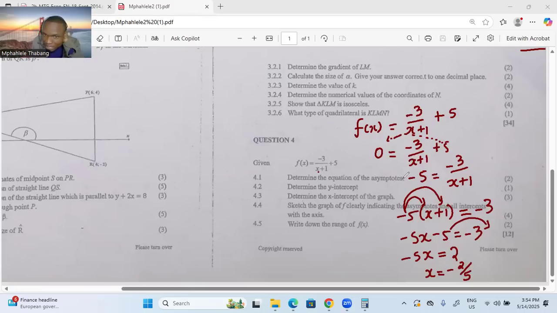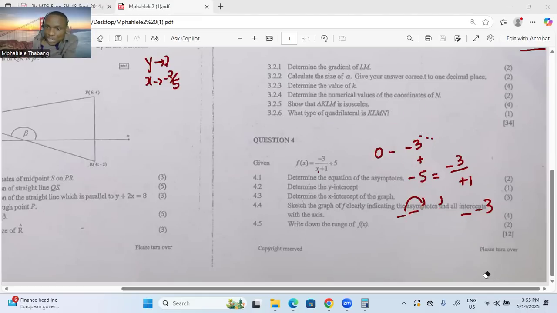So the y-intercept, if I remember, was 2. The x-intercept is minus 2 over 5. I'm writing these things down because if they ask me to sketch the graph, I will need this information. Now 4.4, they say sketch the graph, clearly indicating the asymptotes and the intercepts, you see? So now I want to sketch the graph.